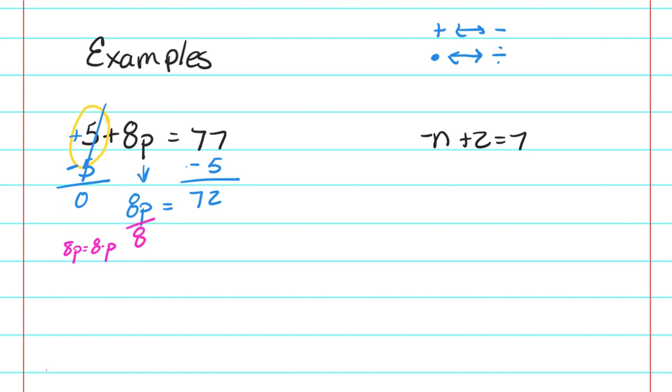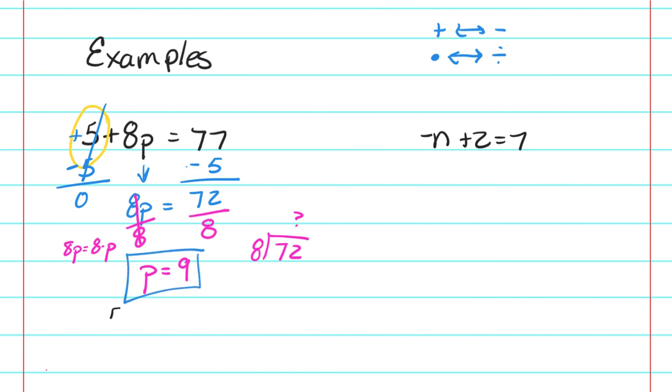So if I divide this by 8, I have to divide this side by 8. 8 divided by 8 gives me 1. It'll cancel out, I'm left with p. And then 72 divided by 8. So that's saying 8 goes into 72 how many times? 8 goes into 72 9 times. P equals 9.